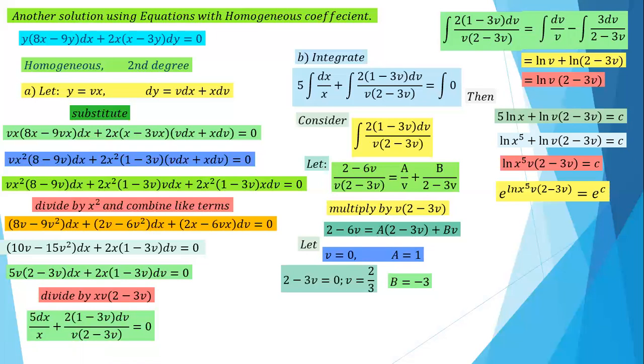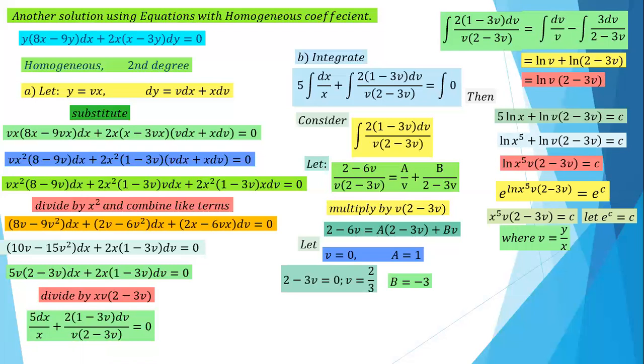So we introduce or multiply both sides by e. Then we have e to the ln of x to the fifth v times 2 minus 3v equals e to the C. Then ln of e is equal to 1. Then we have x to the fifth v times 2 minus 3v equals C, where e to the power of C is equal to C.